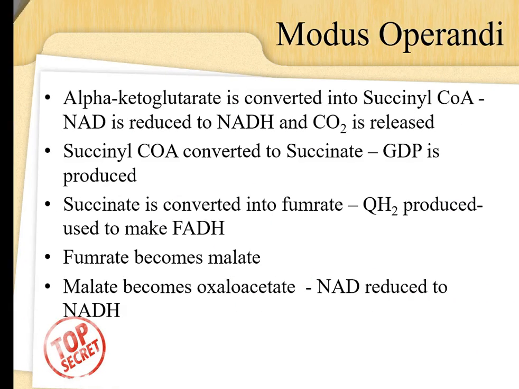Continuing on with the MO, alpha-ketoglutarate is then converted into succinyl-CoA. NAD is reduced to NADH, and CO2 is released. Succinyl-CoA is converted to succinate, GDP is produced, succinate is converted to fumarate, QH2 is produced and used to make FADH, fumarate becomes malate, malate becomes oxaloacetate, NAD is again reduced to NADH.